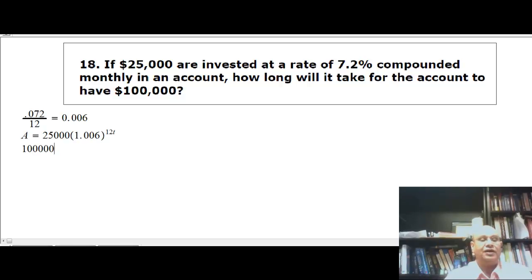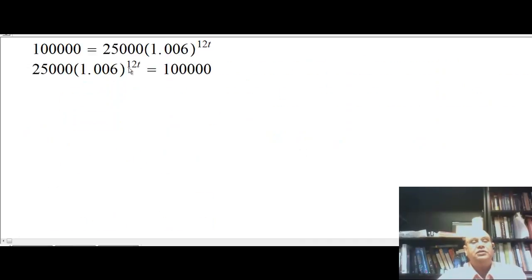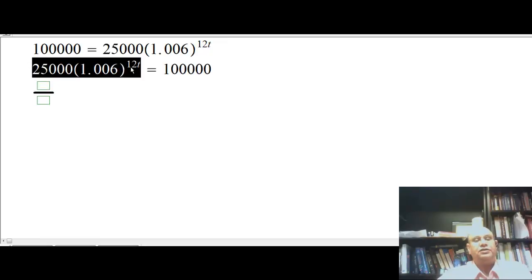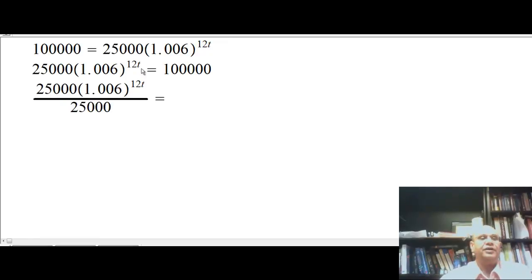So then we have 100,000 equals that. And I have to solve for T. I'm just putting it in the other form, and now I have to solve for T. First I'll remove everything from around T. So I'm going to divide both sides by 25,000, right?